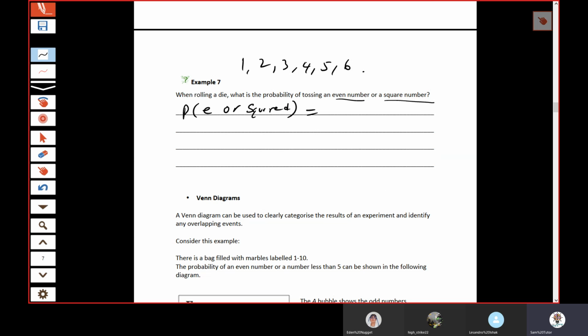For an even, you would say it's 2, 4, 6, which is a half, plus the squared number, which is only 1, don't forget 1, 1 and 4, which is 2 out of 6. But can you see how you overlapped with the 4? You've got to take that out. The overlap. So you've got a minus a half times 2 over 6. Yeah? Okay. Now, do you agree with that firstly?